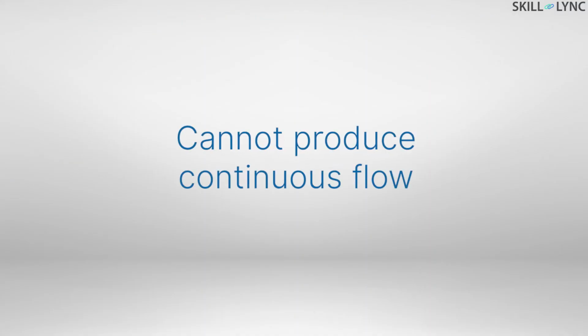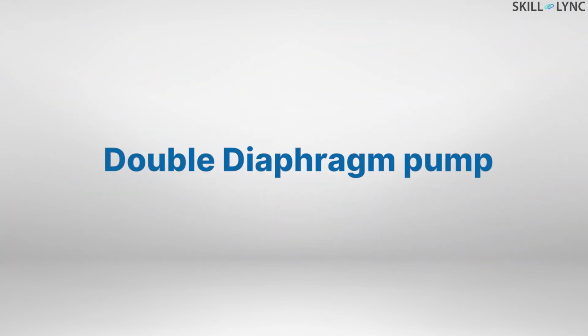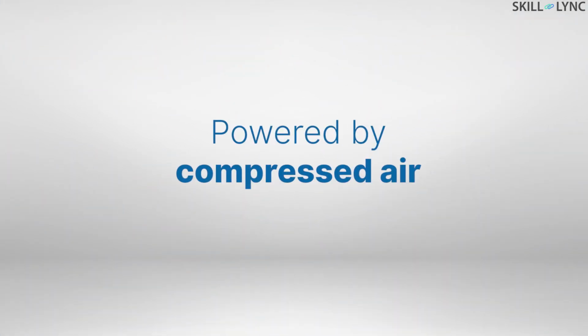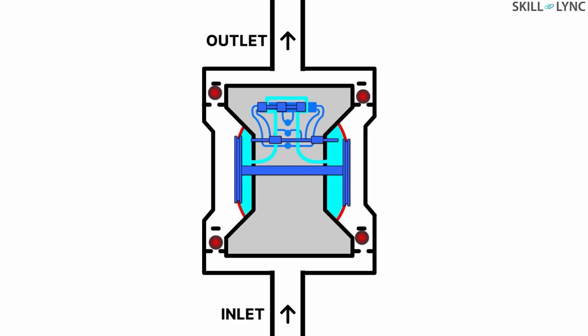However, a basic diaphragm pump is not able to produce continuous flow. To overcome this limitation, a double diaphragm pump is used. The most common of the double diaphragm pumps is the AODD or the Air Operated Double Diaphragm pump. The AODD pump uses compressed air as its power source. Compressed air is shifted from one chamber to another by means of a pneumatic system. When one diaphragm is fully extended, the air is directed to the other diaphragm.